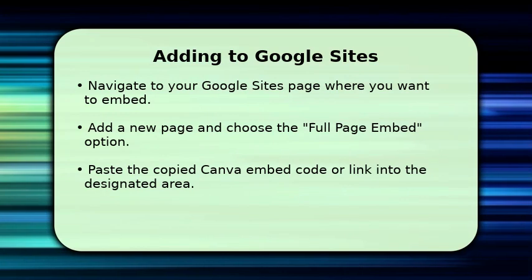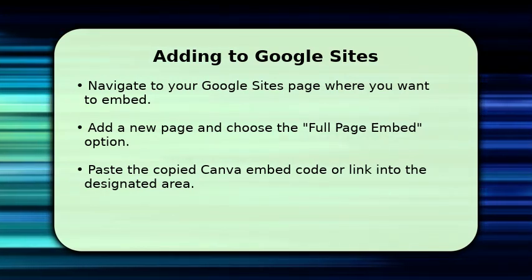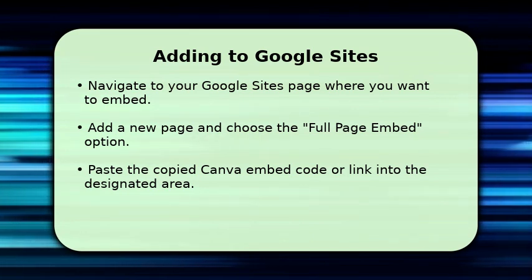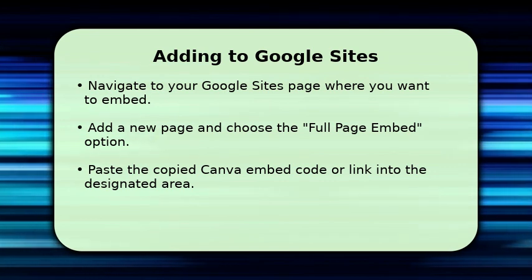Now, let's bring your Canva design into Google Sites. Open your Google site and navigate to the page where you want to add the content. For a full page integration, it's best to add a new page and select the Full Page Embed option. Paste the HTML embed code or Smart Embed link you copied from Canva into the provided box. After pasting, click Next and then Insert to see your beautiful Canva design appear on your Google site page.